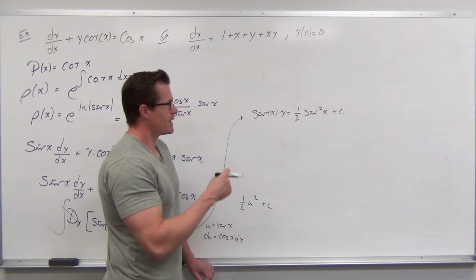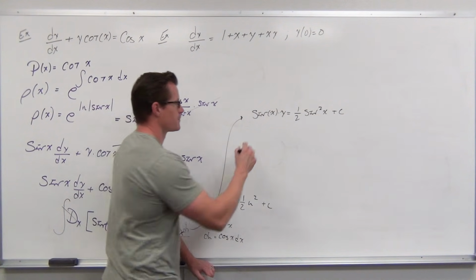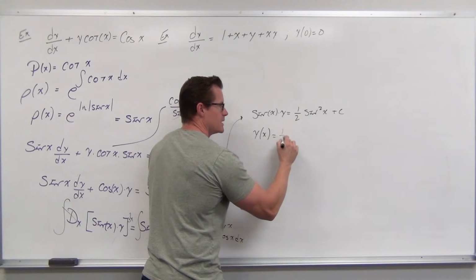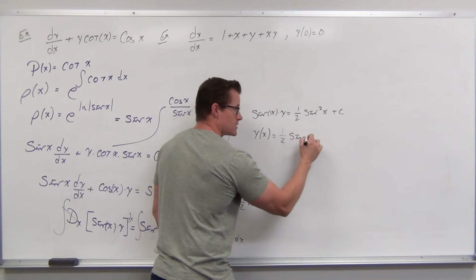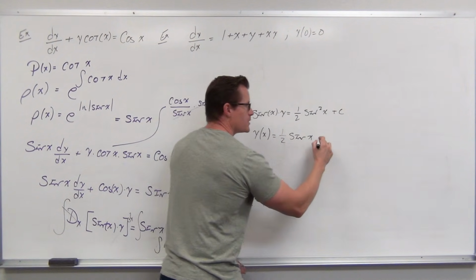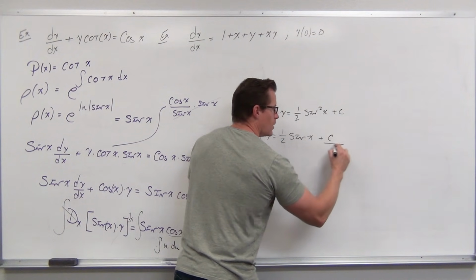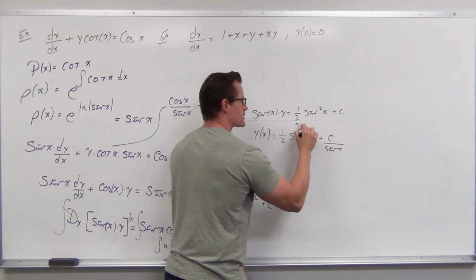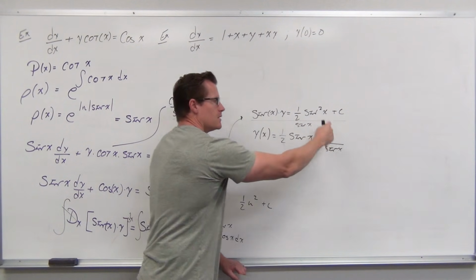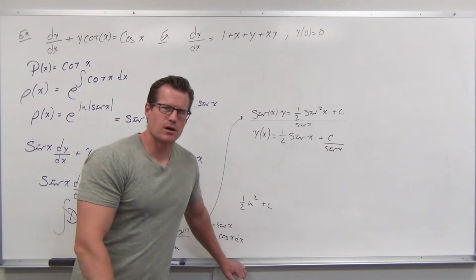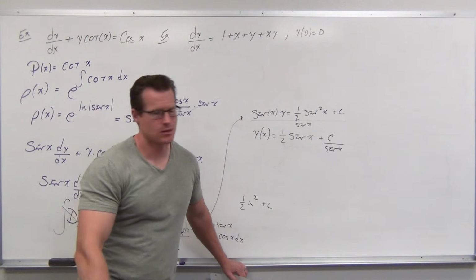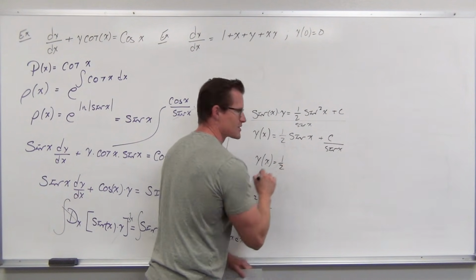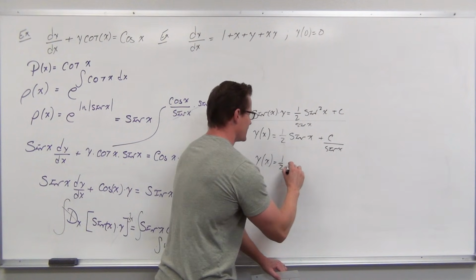If we divide everything by sine x, well, we get 1/2 sine x, because you divided sine squared by sine. But you'd also get plus c over sine x. So dividing everything by sine x. Let's just make that better. We know that 1 over sine x is cosecant. So let's write that as cosecant. Hopefully there's a little review of trigonometry for you too.